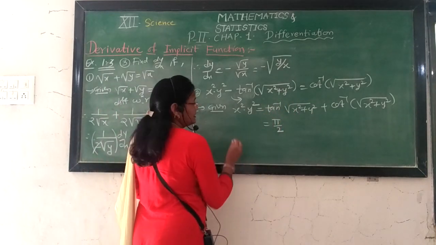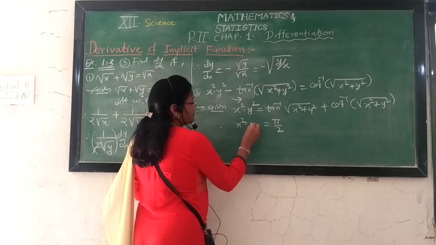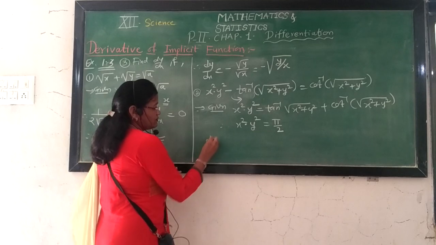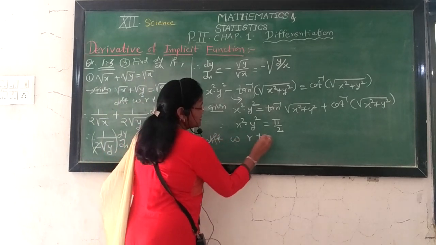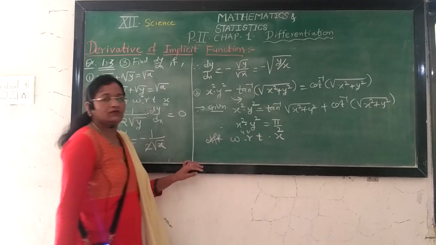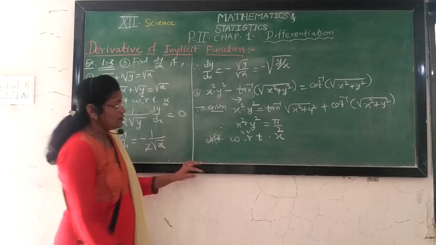Now remember this identity, and we take a simple equation: x square into y square equal to pi by 2. So differentiate it with respect to x. Here apply the product rule because we have multiplication of x square into y square.